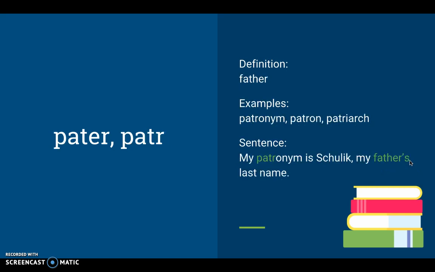Alright, then our last one for this first set is pater, or patr, P-A-T-E-R, P-A-T-R, and that means father. So we have patronym, patron, and patriarchy. So my patronym is Schulich, my father's last name. So we have our root pater, and then that context clue, father. So that means that my last name came from my father's name.